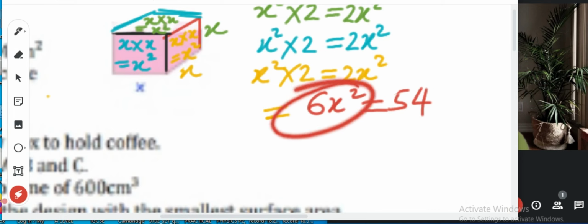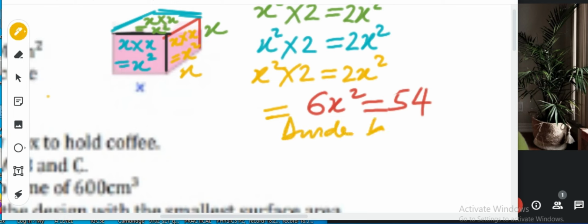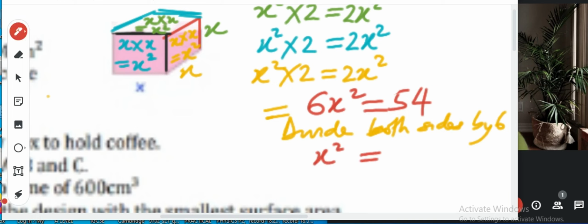So 6x squared equals 54. How do we get x? Divide both sides by 6. You remember how to solve an equation. So we divide both sides by 6, and we're going to have x squared equals 54 divided by 6. And 54 divided by 6 will give us what? 9, because 6 times 10 is 60. So x squared is 9.